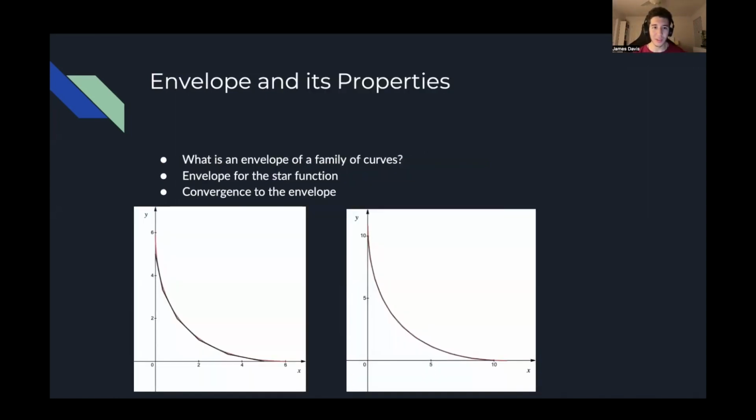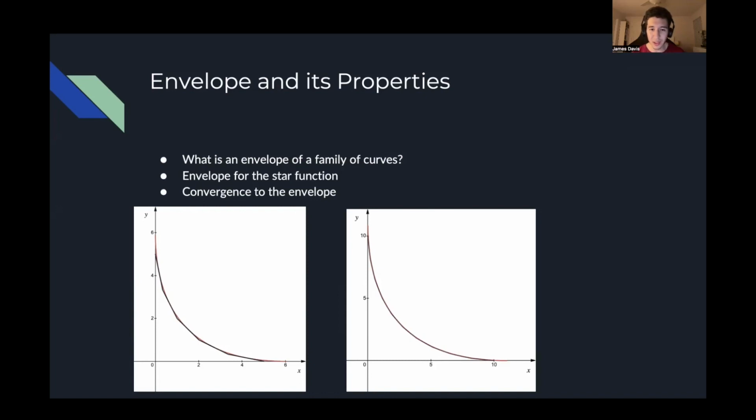So this is where an envelope of a family of curves comes into this. An envelope of a family of curves is a function that is tangent at some point or another to every curve in the family of curves. So if you look at these two graphs, they're a little bit hard to distinguish, but the red line is the envelope and the black line is the star-like shape. As you can see, the red line is tangent with the midpoint of every line segment in the star-like shape.